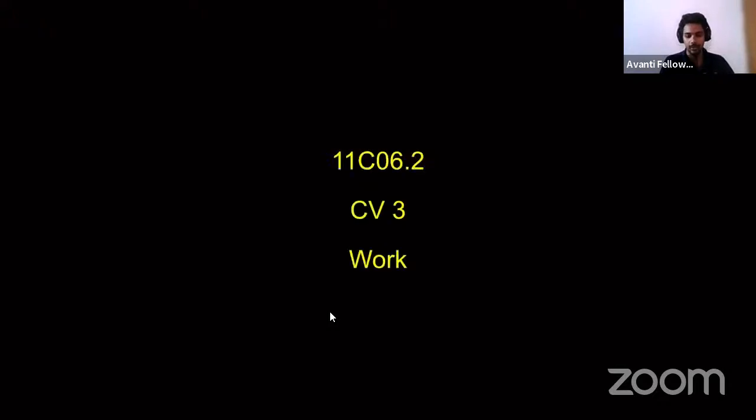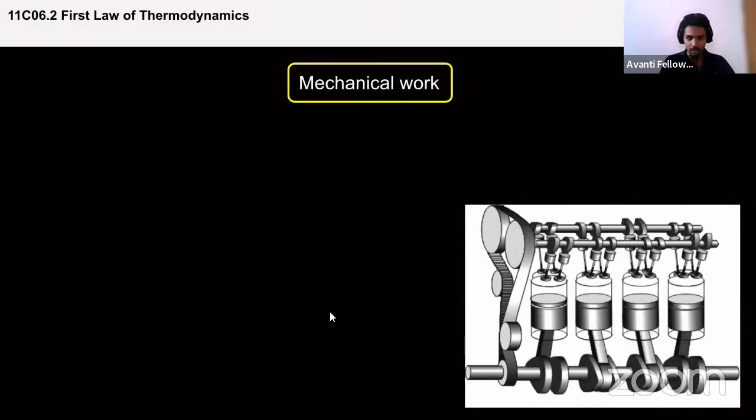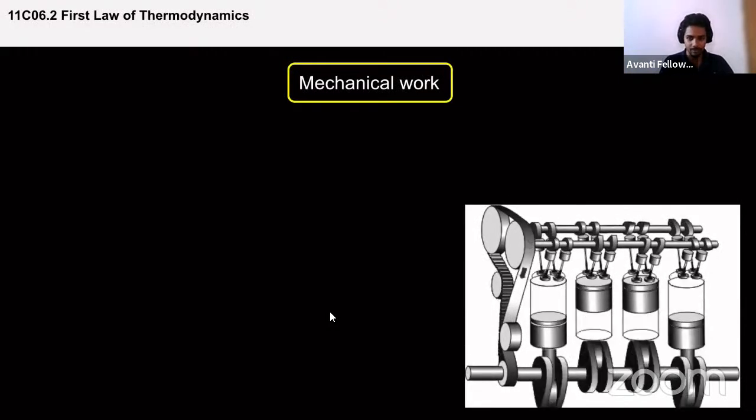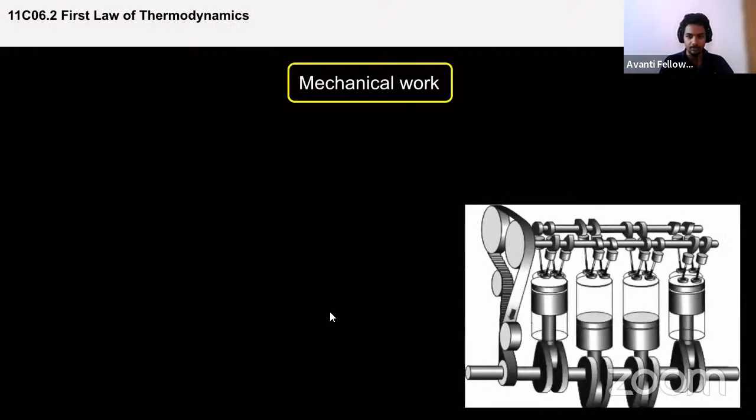Now, let's see work. What are you seeing in front of you? Can you see anything? What is happening there?